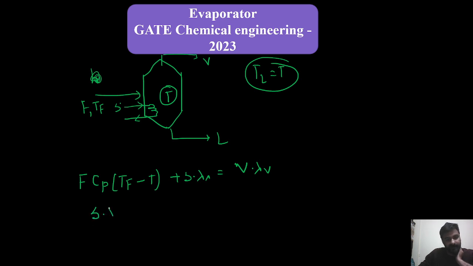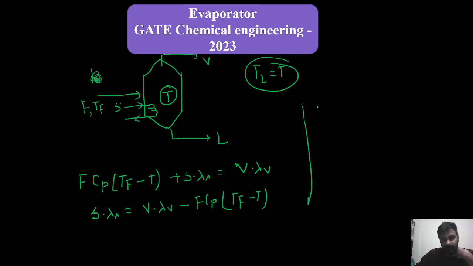So can I write S into lambda S, that is equal to V into lambda V minus F Cp Tf minus T. So try to understand one thing. Definitely we are trying to supply heat to the system so that the temperature will be increasing. So definitely that T will be greater than Tf here. Okay. So here I am assuming T will be greater than Tf. Why? Because feed is coming at a lower temperature as compared to T. Why? Because we are supplying heat through this steam.